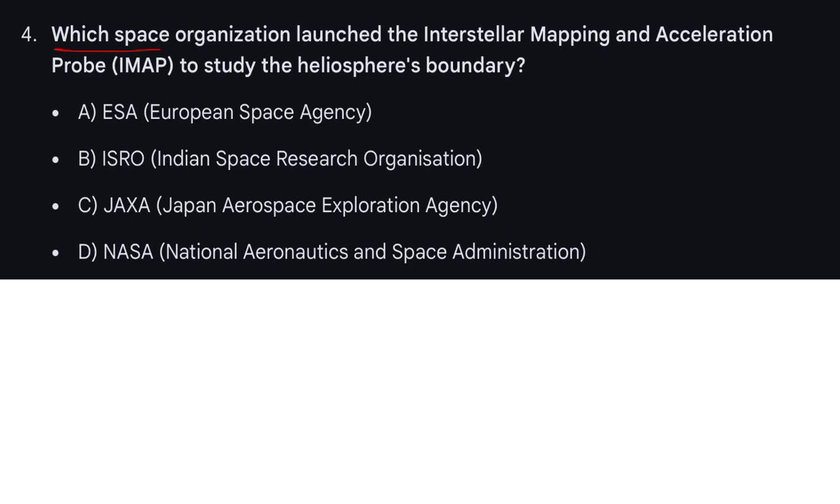Next, which space organization launched the Interstellar Mapping and Acceleration Probe to study the heliosphere's boundary? This was done by NASA, students. The right option is option 4, NASA. NASA's IMAP mission is designed to help researchers better understand the boundary of the heliosphere and energetic particles that shield our solar system.